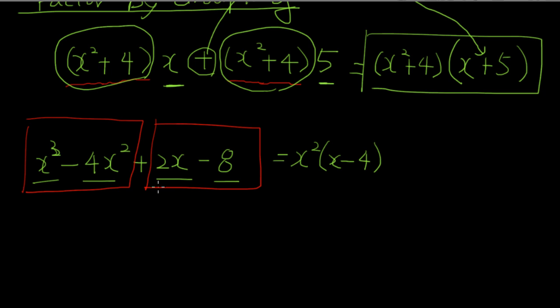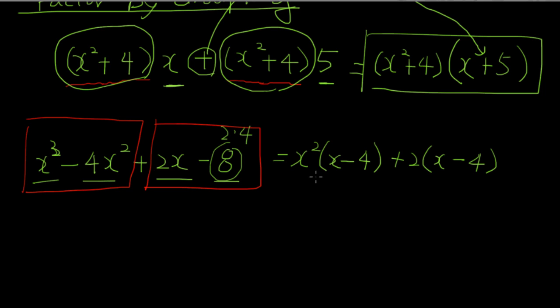All right, what about these two? I guess our common factor would be 2 there. So when I factor out the 2, x would be left behind. And if I factor out the 2 from 8, looking at the 8 as 2 times 4, so 4 is left behind. All right.